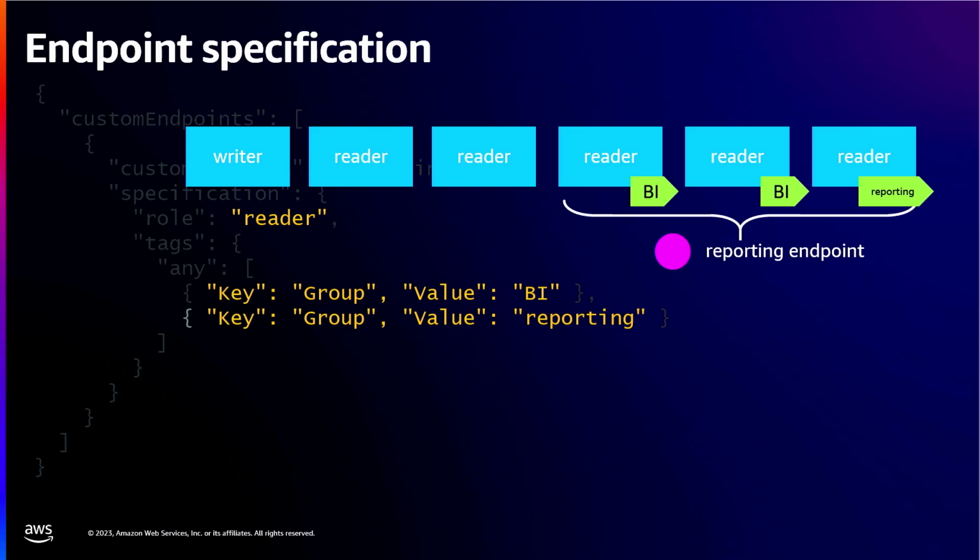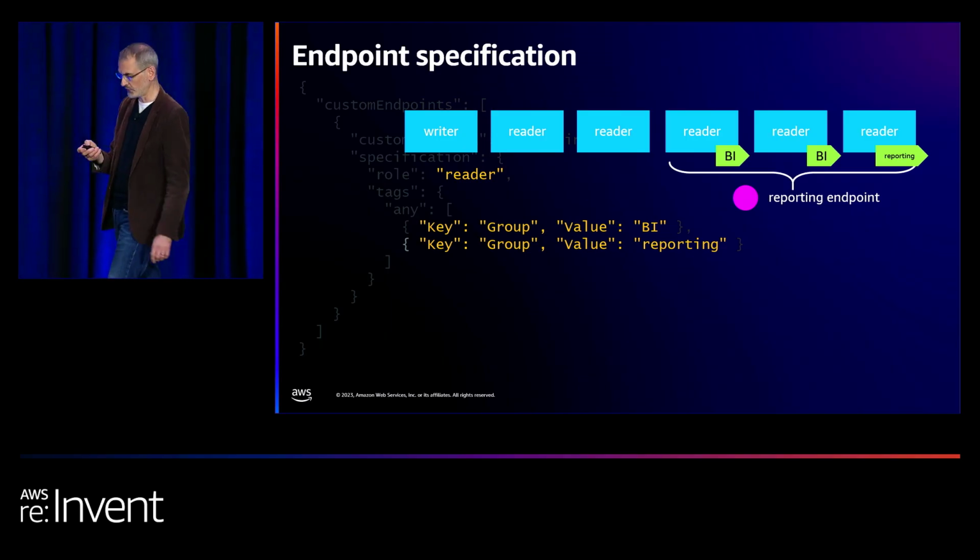So given that cluster topology there, those three instances, two of which are tagged BI and one of which is tagged reporting, will all be considered members of that group. And if I were to remove one of those tags, remove one of those BI tags, within a minute, the membership set for that custom endpoint will have adjusted automatically so that it only includes two readers.